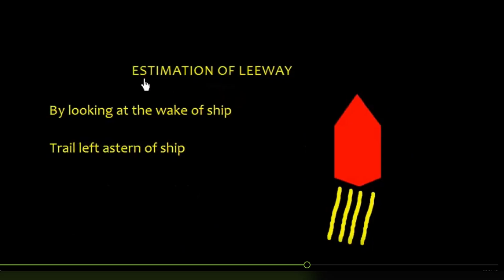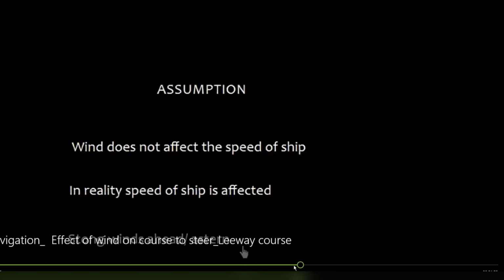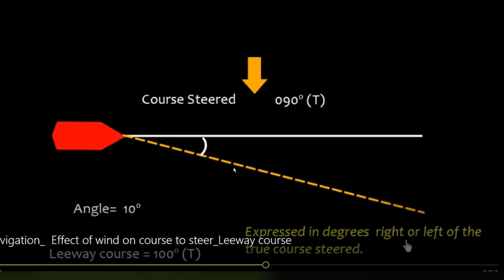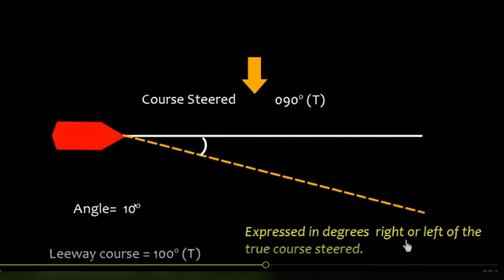Now we will have to find out whether leeway angle has to be added or subtracted from the course to get the leeway track. Let's say in this particular condition, the ship was moving on an easterly course. The wind is northerly wind, so leeway angle is 10 degrees. Now in this case, we know that to find the leeway track, we will have to add this angle to the course steered. So 90 plus 10 will give us the leeway track, which is 100.